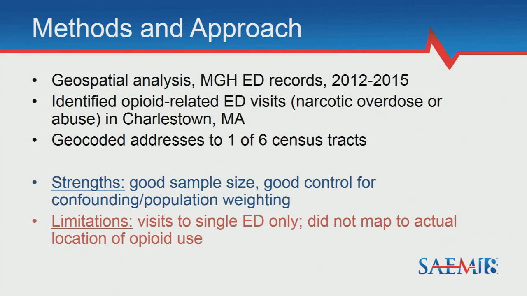The strengths of the study is it's got a good sample size. The authors did a nice job controlling for confounding around population differences, around clustering in households. Limitations are that the visits were observed in a single ED as opposed to looking at overall healthcare utilization, and that you're using the patient's home address as a surrogate for where they're coming from, but it's not actually locating the location of opioid use.